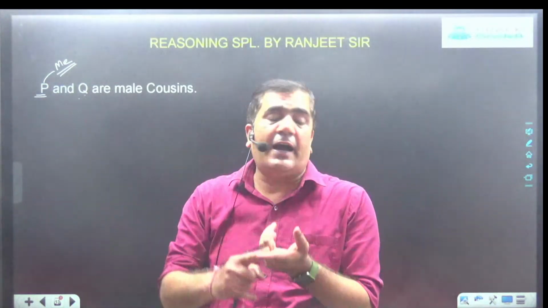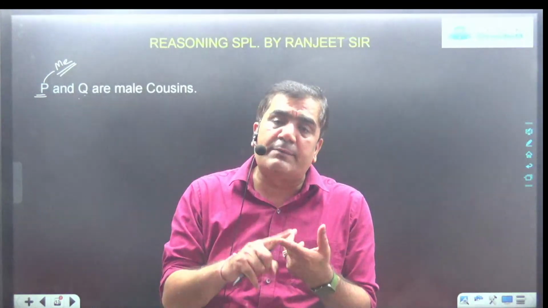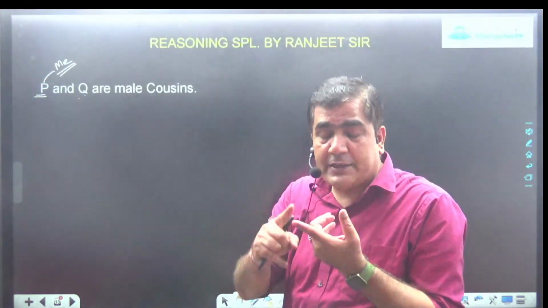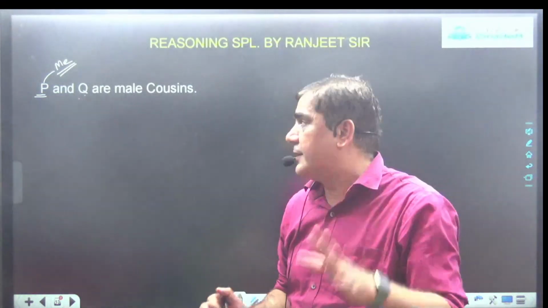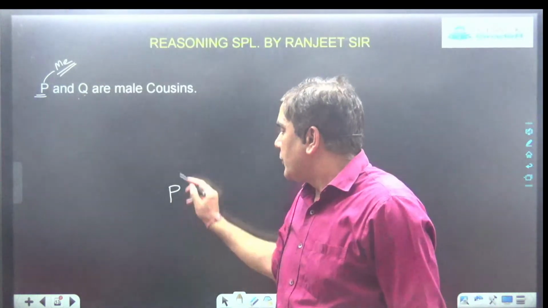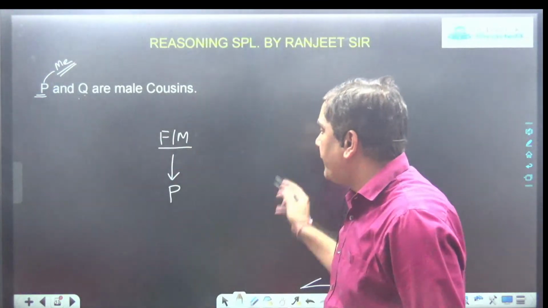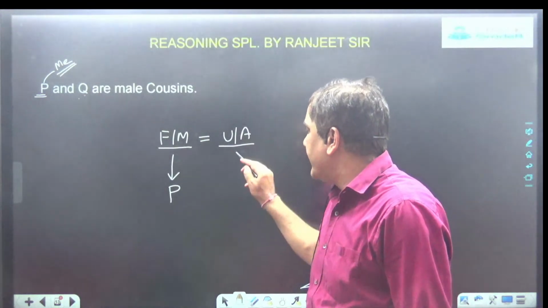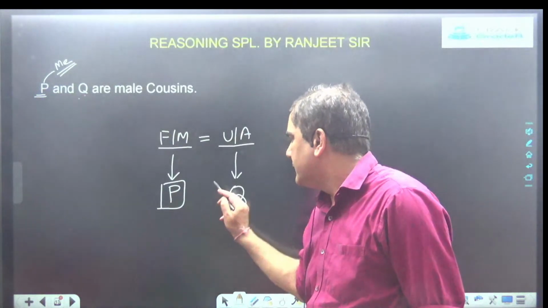Who is uncle or aunt? Uncle or aunt is nothing but my father's or mother's brother or sister. So let's start. Let's assume myself to be P. So here comes my father, mother. And my father's and mother's brother or sister will be my uncle or aunt, and their children will be my cousins. Both are given to be male.